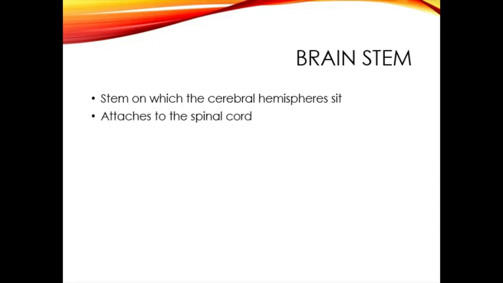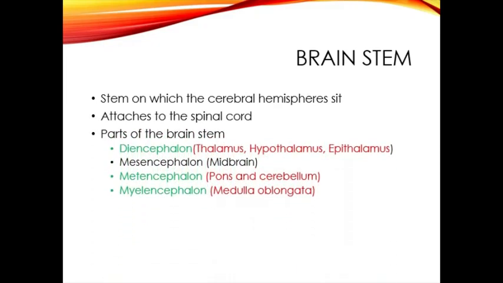So now we go to the brainstem. So, medyo mahaba-haba na 'to. So, stem on which the cerebral hemisphere sit. So, attached to the spinal cord, ito yung lower part na. So, parts of the brainstem, dito na connected yung other parts. So we have the diencephalon, which includes thalamus, hypothalamus, and epithalamus. We have the mesencephalon, which is the midbrain. We have the metencephalon, the pons and cerebellum. We have the medulla oblongata under the myencephalon. Ayan, okay. Diencephalon, mesencephalon, metencephalon, and myencephalon.